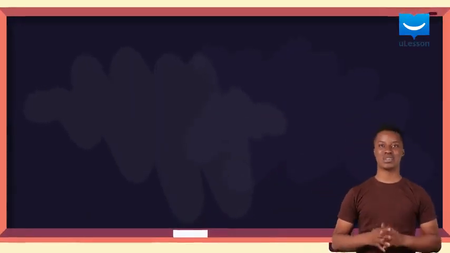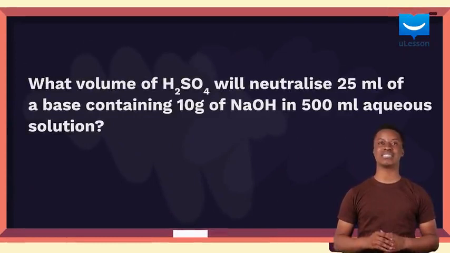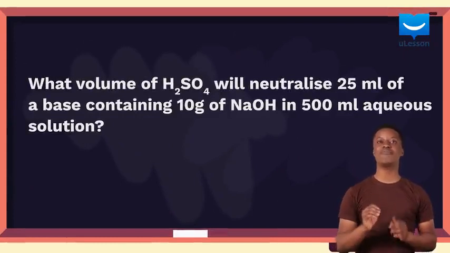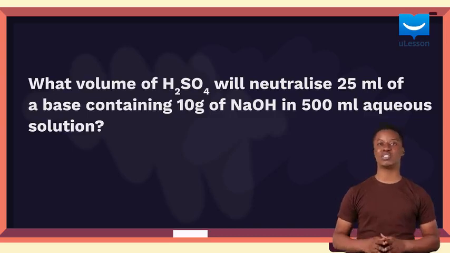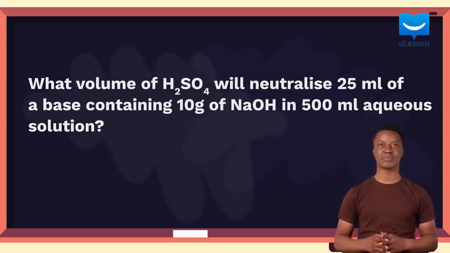So hey guys, in this lesson we'll carry out a titration process to determine the average volume of acid that will neutralize a given volume of base. Now here is the question. What volume of tetraoxosulfate 6 acid will neutralize 25 milliliters of a base containing 10 grams of sodium hydroxide in a 500 milliliter aqueous solution?